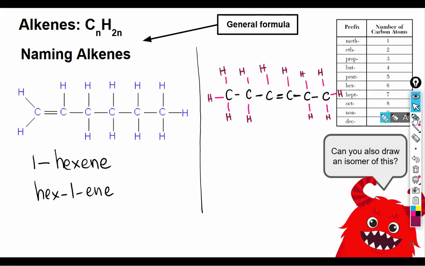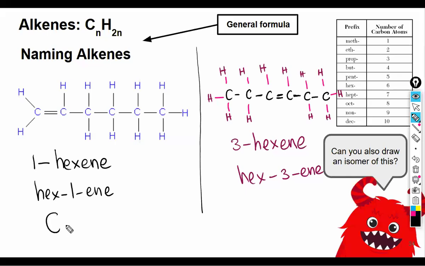Right, and a few people have it correct. It's 3-hexene or hex-3-ene. And you notice the molecular formula for 1-hexene is C6H12. And the molecular formula for 3-hexene is still C6H12. Sorry, typo down there, guys. My bad. You notice it's the same thing.